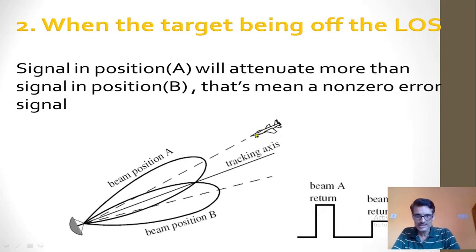See, if the target is in beam position A, it means this beam will return more amplitude compared to this other beam, beam position B. So this amplitude is more, this amplitude is less. Based on the error signal, I have to rotate my antenna in that particular direction to track the target.